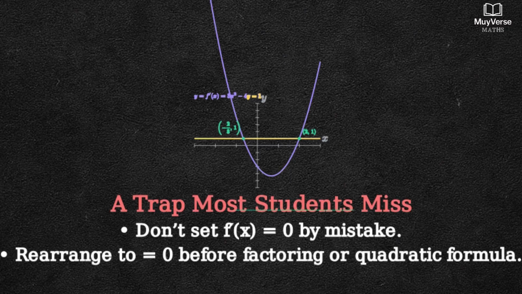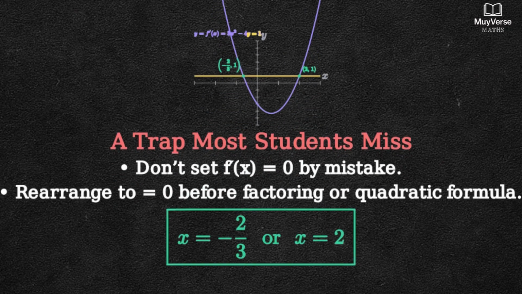Final answer. The gradient equals 1 at x equals negative 2/3 or x equals 2.